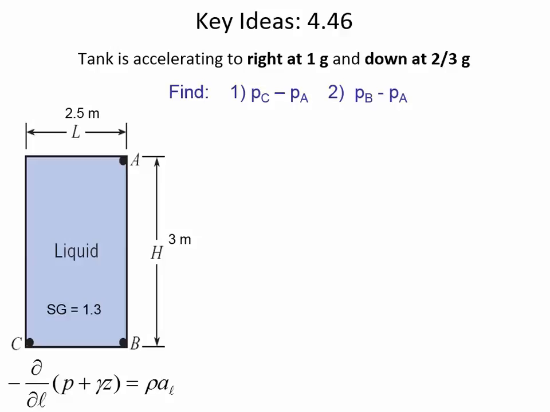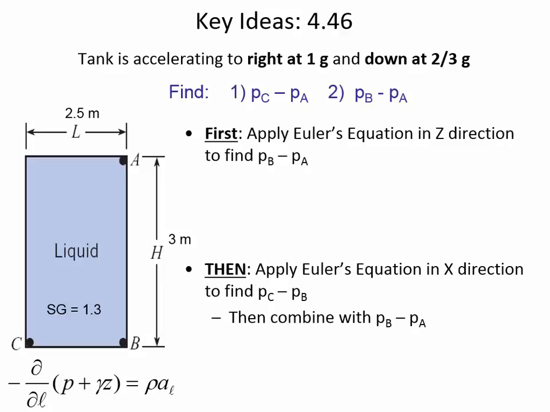They ask you to find 2 things in the problem statement, and the order that they ask you to find them is actually backwards from what makes the most sense. If you solve it in the order that they describe, you'll get kind of frustrated to begin with because they say find PC minus PA and also find PB minus PA. Well, you can't go from A to C in a single step because there's acceleration in 2 directions. So what you have to do is break it up into pieces.